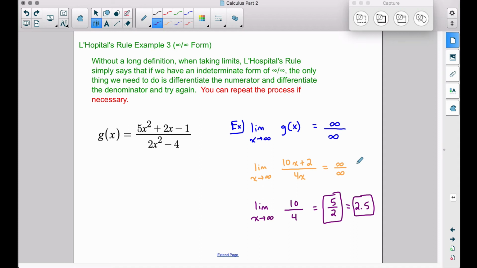And there you have it, another form, infinity over infinity. When you're trying to find limits, we can apply L'Hopital's rule, and in this case here, we take the derivative of the top and the derivative of the bottom, just as we did with the 0 over 0 form.